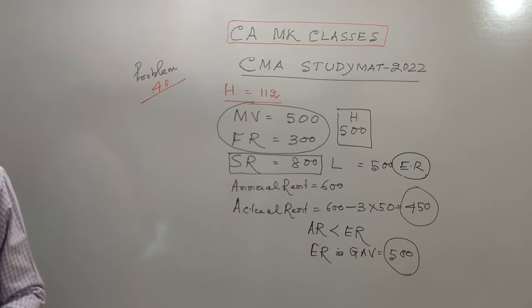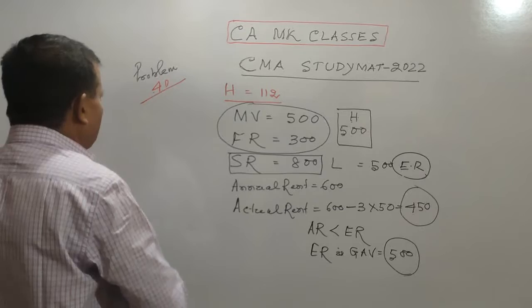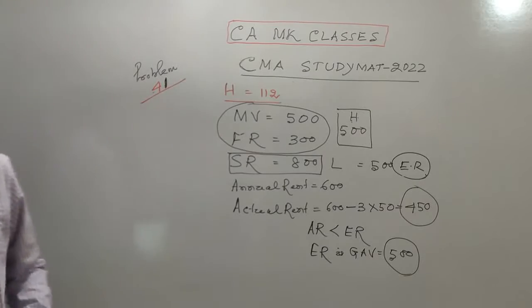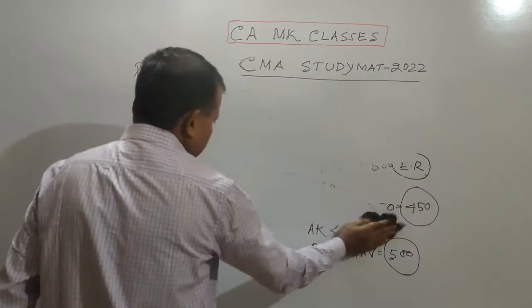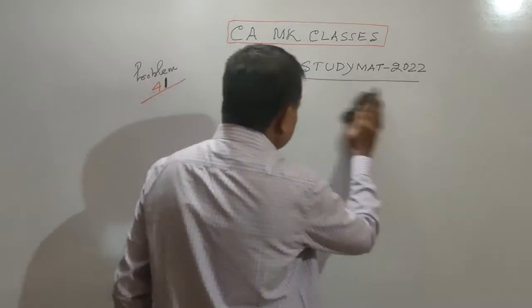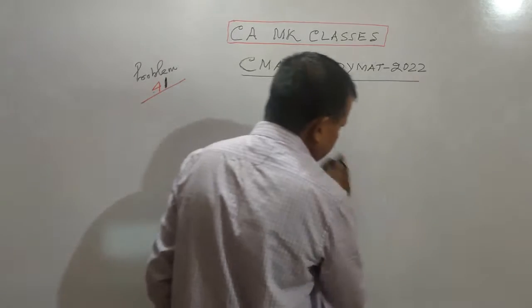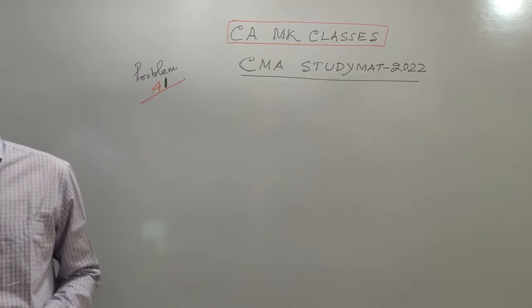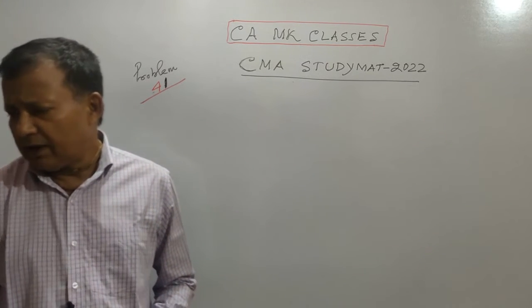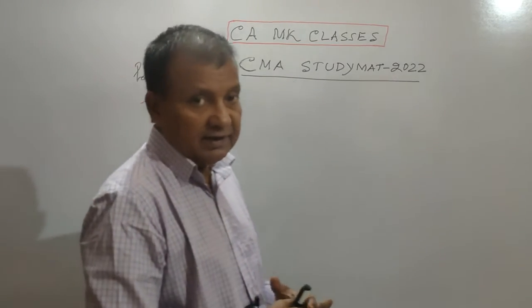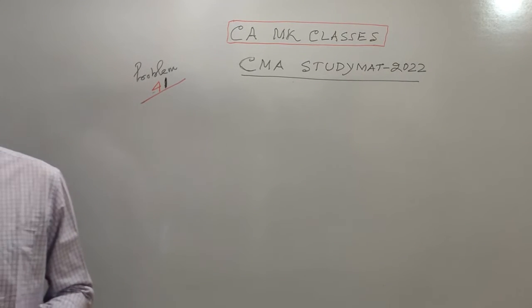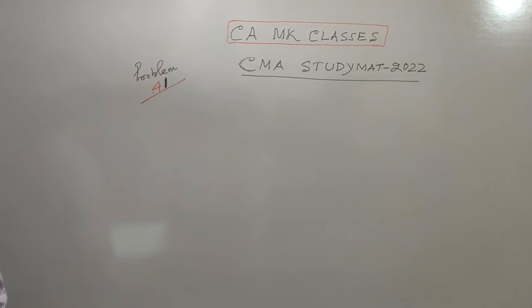Now, in this way, you can go for the other houses in problem number 40, and this is the principle. Let us now go to problem number 41. This is actually illustration 41. In illustration 41, there is a vacancy but no unrealized rent. Vacancy is there but there is no unrealized rent. Friends, here also in 41, there are 6 houses.